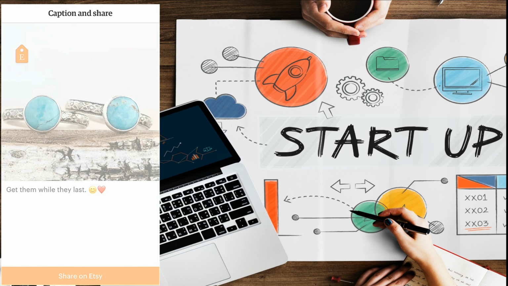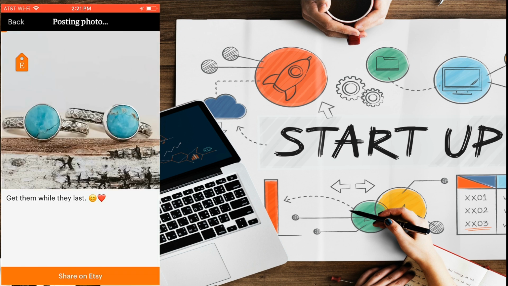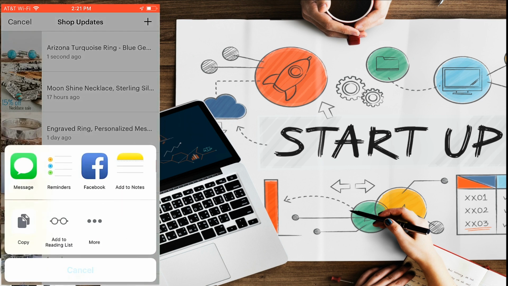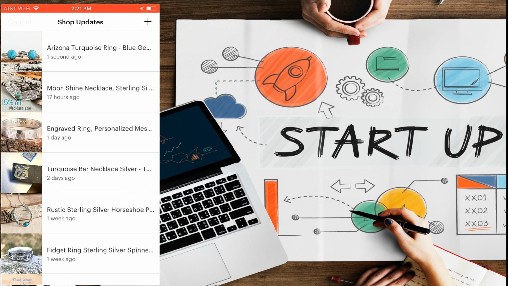And then click share on Etsy. And a social media thing will pop up as well. You can use that if you want to. I don't. And that's it. That's your 5-minute hack.